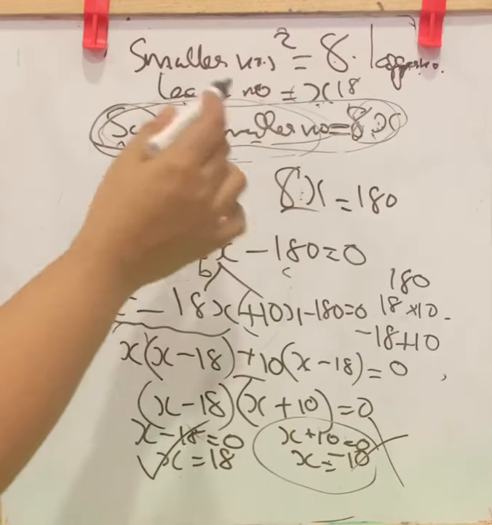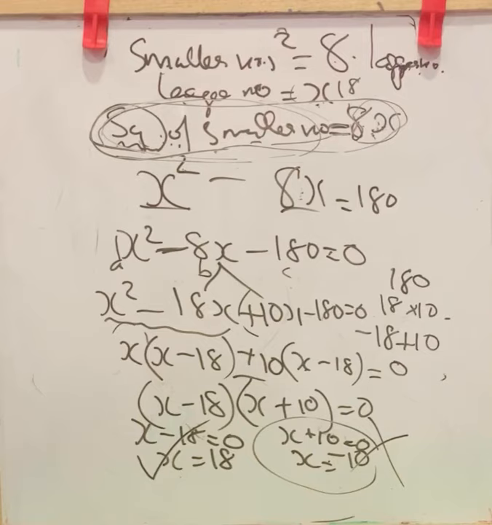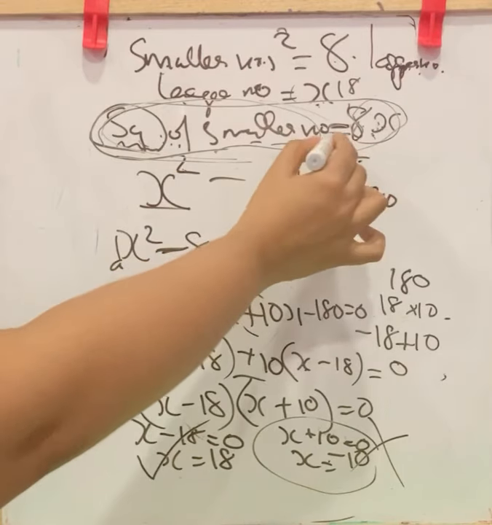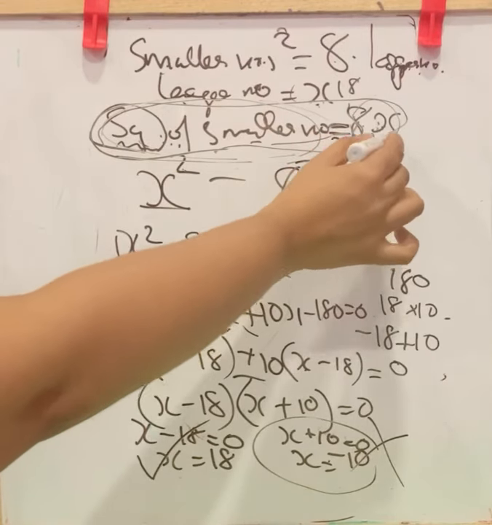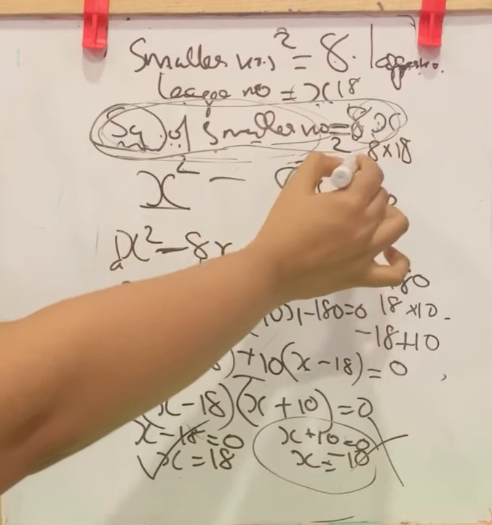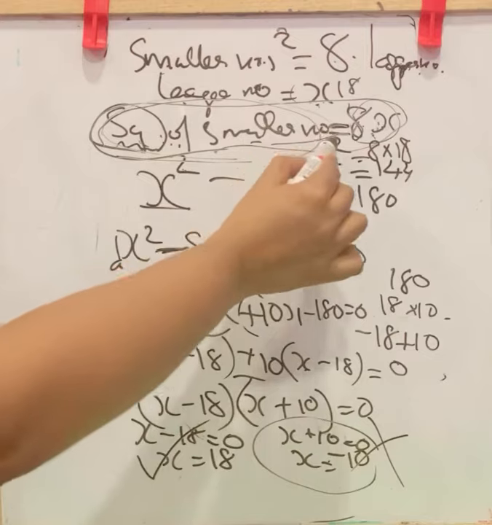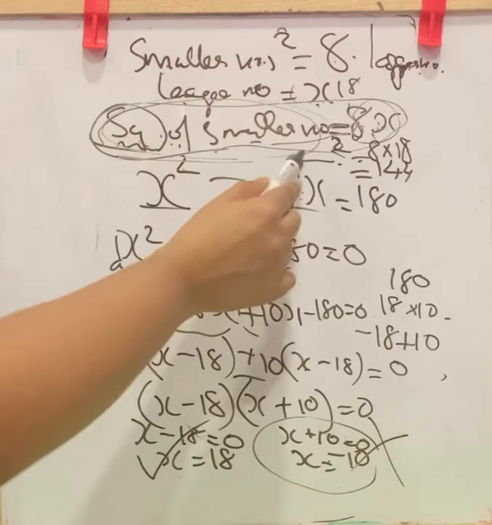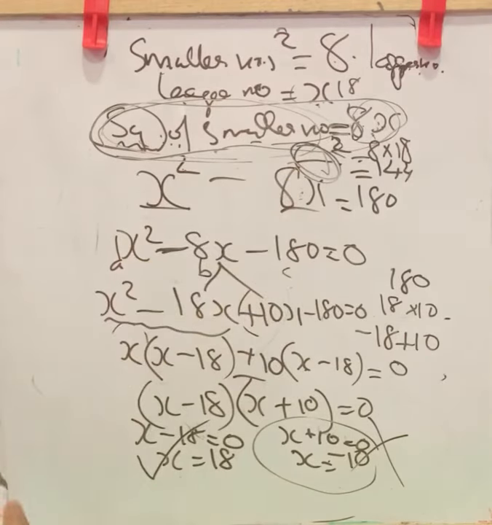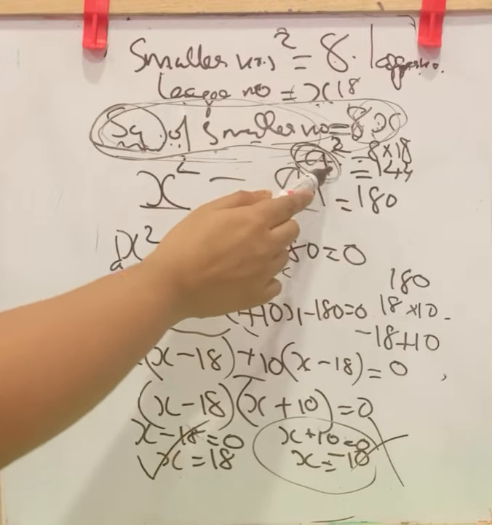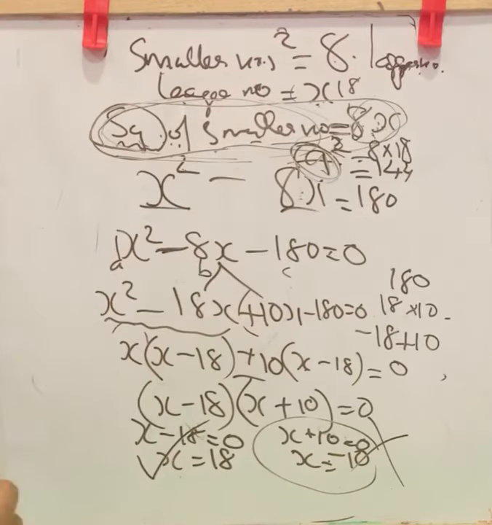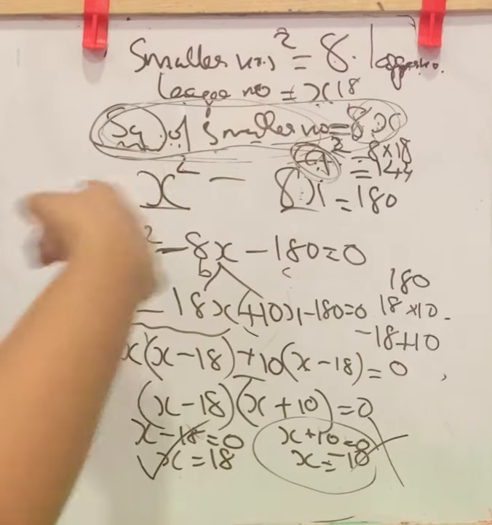And the square of the smaller number is equal to 8 into 18. That is equal to 144. If the square is 144, this is the smaller value, let us name it as A. The smaller value's square is 144. Then what will be that smaller value? That is, taking square roots.